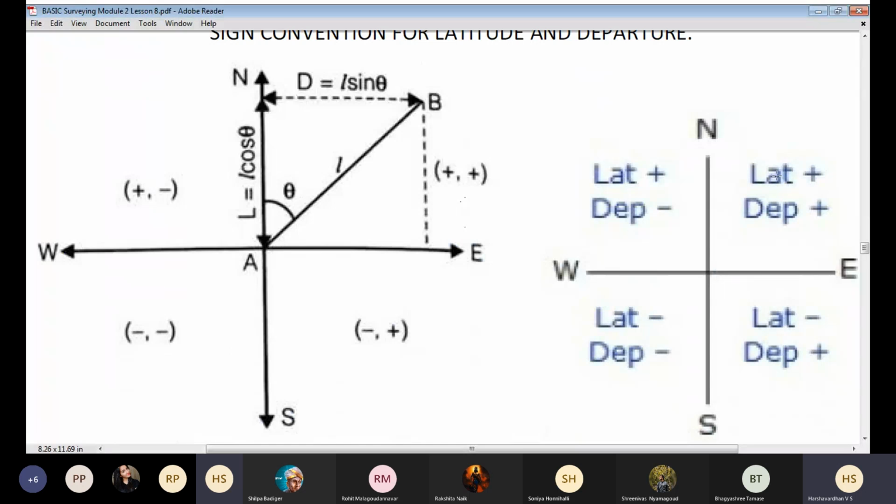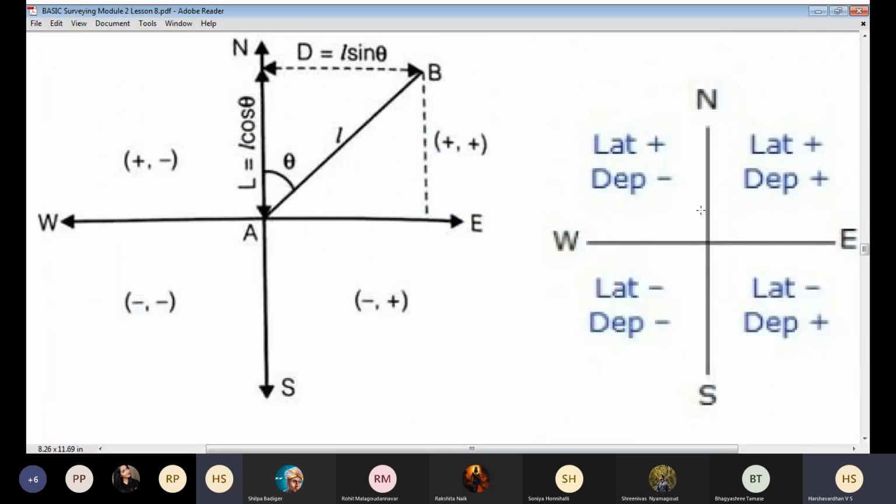In the northeast quadrant, latitude is positive, departure is also positive because it is north positive, east positive. If you come to southeast quadrant, latitude is along south, so it is going to be negative. Departure is along east, it is positive. If you come to southwest quadrant, latitude is along south, so negative. Departure is along west, negative. Northwest quadrant, latitude is along north, so positive. Departure is along west, hence it is negative. So this is latitude and departure.